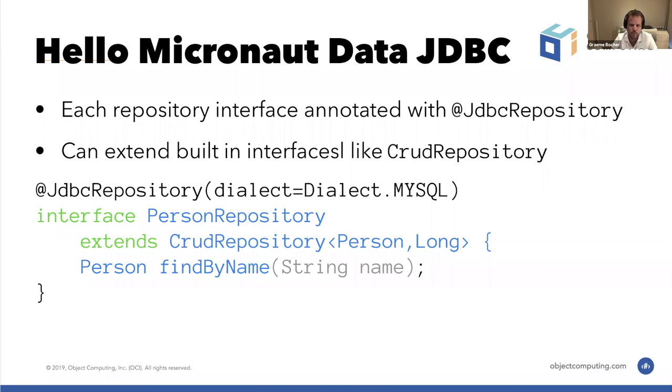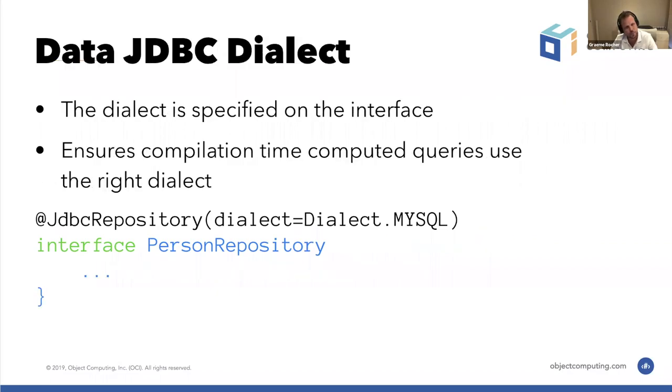So with Micronaut Data JDBC, when you define a repository, essentially what you do is add JDBC repository and then specify a dialect. So in this case, MySQL is specified as the dialect. Folks often ask, why do you have to specify it on the interface? The reason is because, like I said, we compute everything at compilation time. So the compiler has to know about the particular dialect that you're using. So the dialect specified on the interface ensures that the compilation time computed queries use the correct dialect for the underlying database that you're targeting.